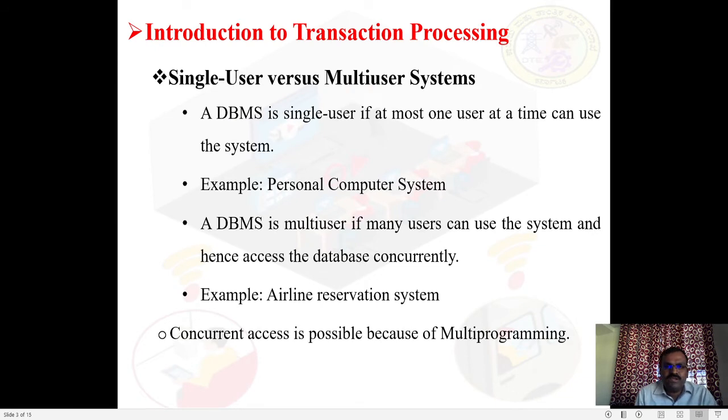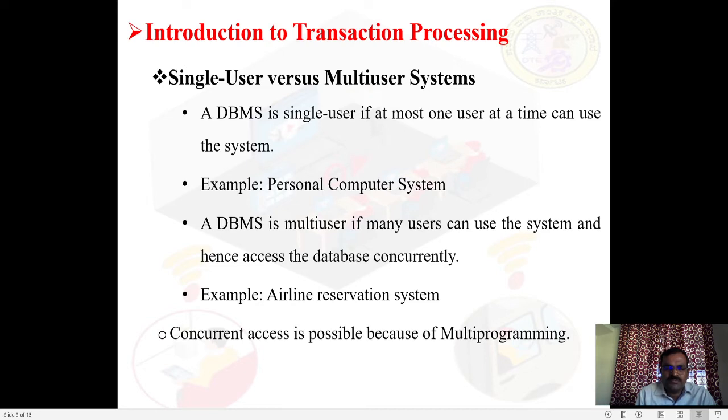First, we will discuss about single user versus multi-user systems. The concept of transaction provides a mechanism for describing logical units of database processing. Transaction processing systems are systems with large databases and hundreds of concurrent users executing database transactions.